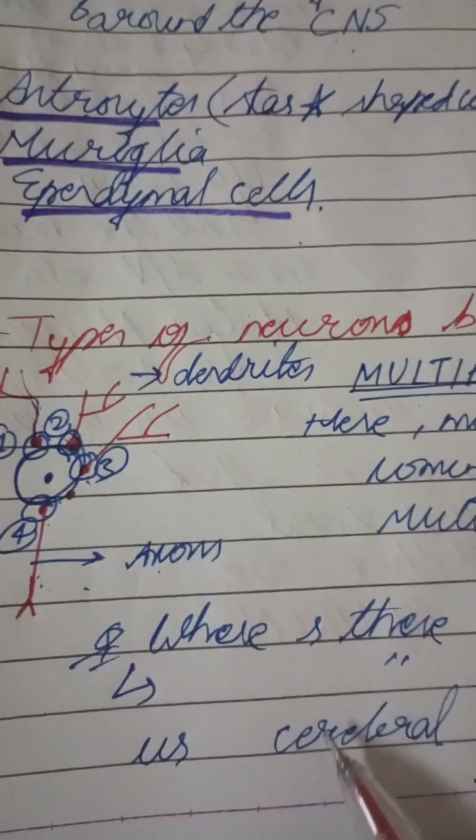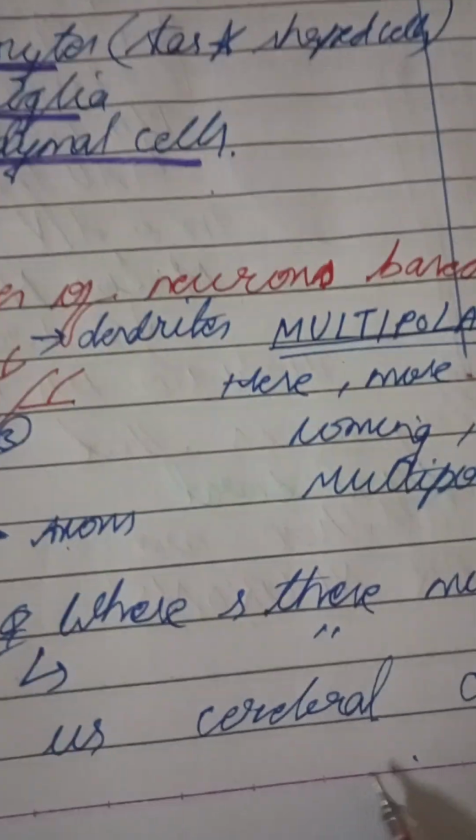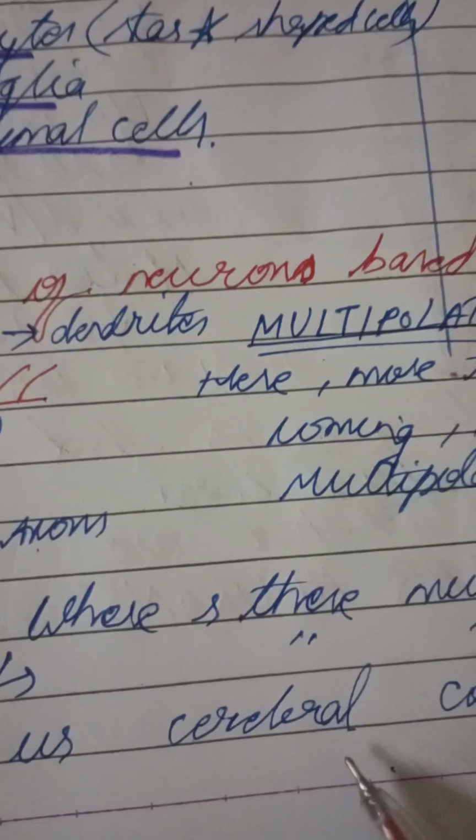Where are these multipolar neurons located? These are located in the cerebral cortex. Multipolar neurons are located in the cerebral cortex.